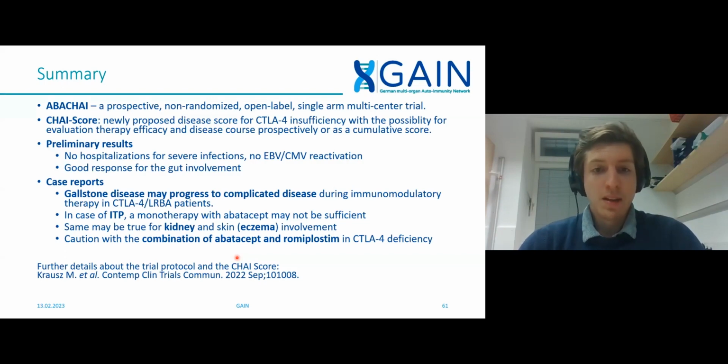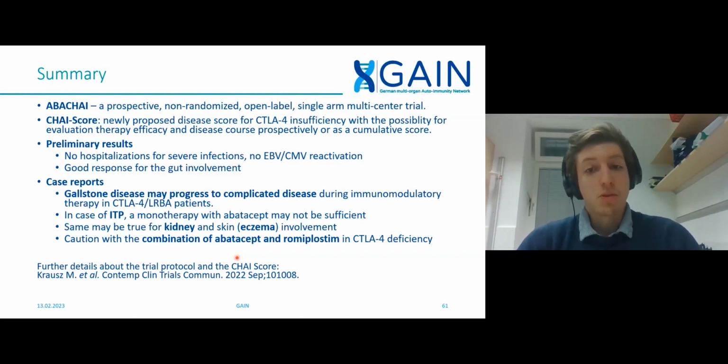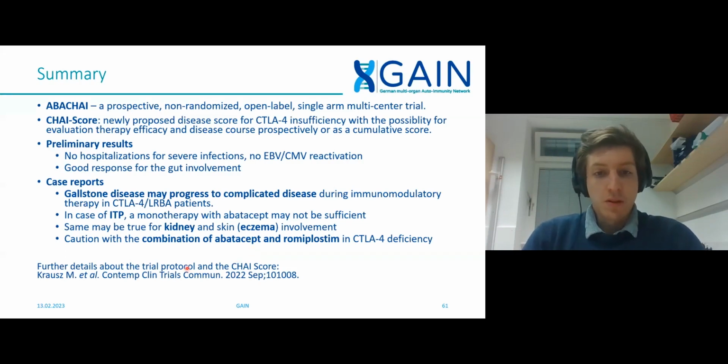In case of ITP and kidney disease and skin disease, monotherapy, at least in the current doses, might not be sufficient. And we would like to warn, or at least urge caution, in the combination therapy with abatacept and romiplostim in CTLA4 deficiency. The trial protocol is published and you can access it online.